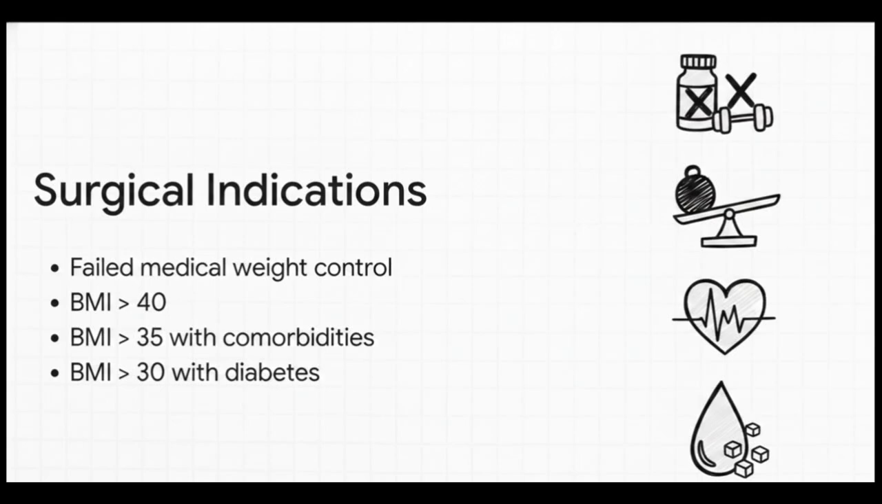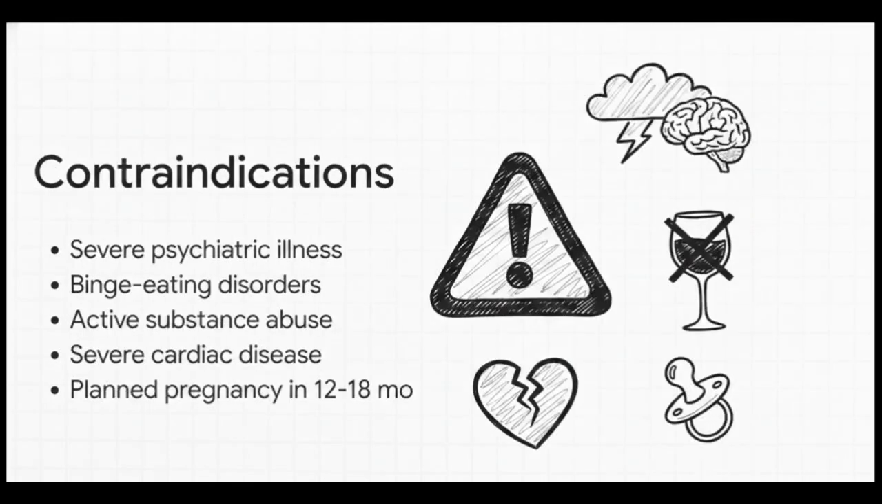More recently, patients with a BMI greater than 30 who also have poorly controlled diabetes or metabolic syndrome might be offered surgery, though we're still establishing the long-term data on that one. Just as vital are the absolute contraindications. You literally cannot operate on patients with untreated severe psychiatric illness, binge eating disorders, or active alcohol or drug abuse.